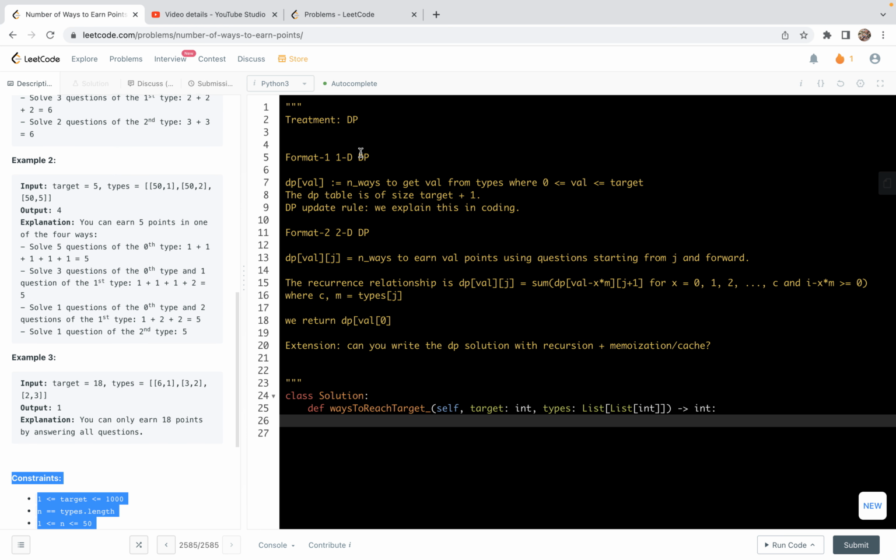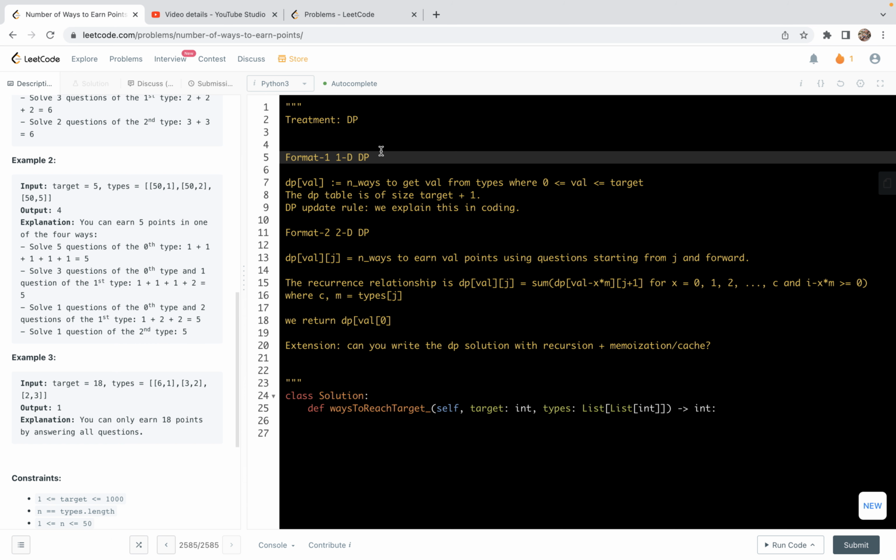In example 2, the target is 5 and the types is given as here. So there are 4 ways, and you can digest this using the explanation given. Before we do the analysis, we also point out that we need to look at the constraints. In short, everything in the target and in the counts and marks are strictly positive. That's important to notice. With that said, let's look at the treatment.